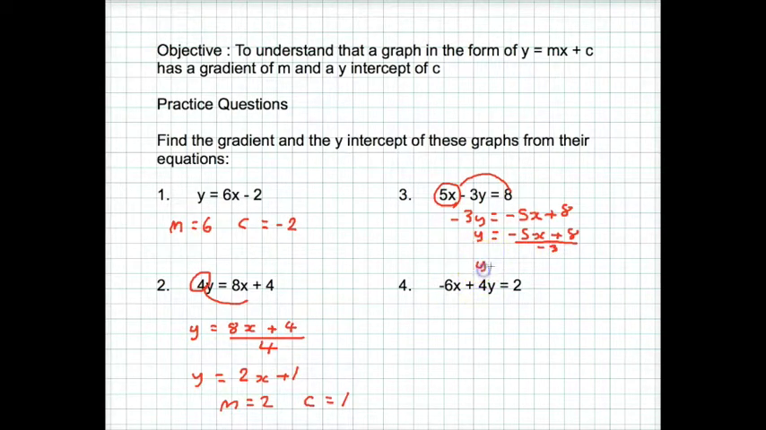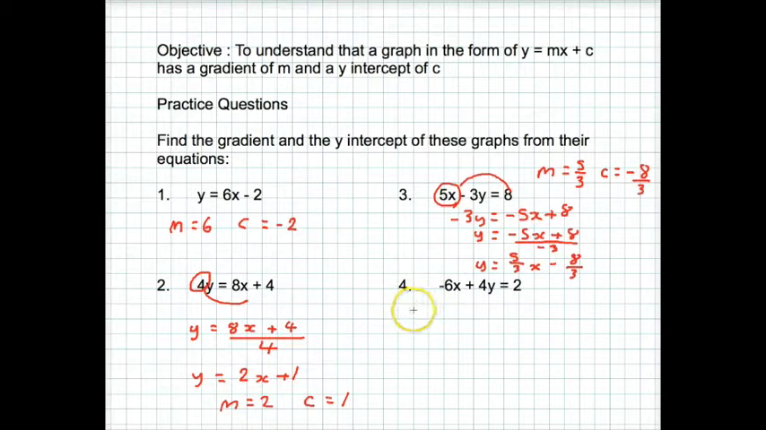So y is going to equal, well, the -5 divided by the -3, a negative divided by a negative gives a positive. So we end up with just 5 over 3x, and the 8 divided by the 3, because this is a positive and this is a negative, that will turn to a negative, so we get -8 over 3. So in this one, our gradient m is going to be 5 over 3. And our y-intercept c, that's going to be -8 over 3.